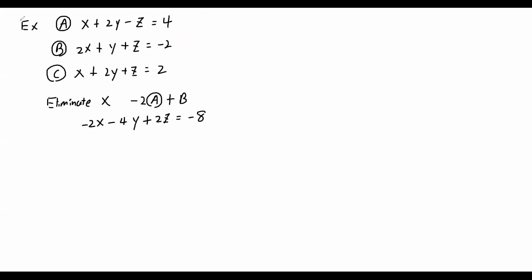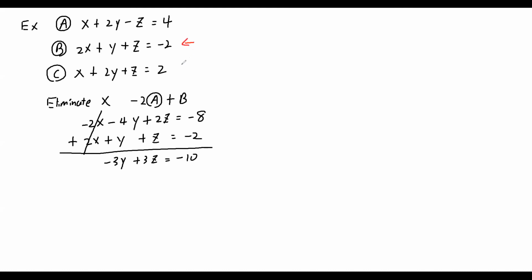And that's added with equation B, which is plus 2x plus y plus z equals -2. If we combine them, the x will cancel out. We will have -3y plus 3z equals -10. Now we have successfully eliminated one of the variables and obtained an equation with only 2 variables. We will need to repeat that process again with 2 different equations.